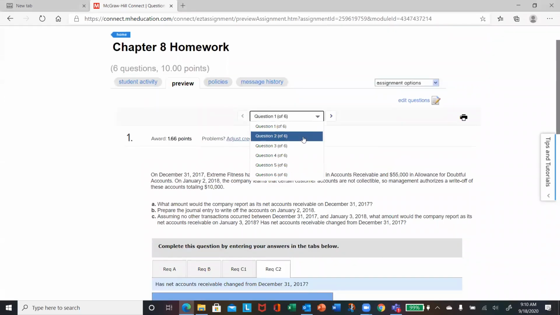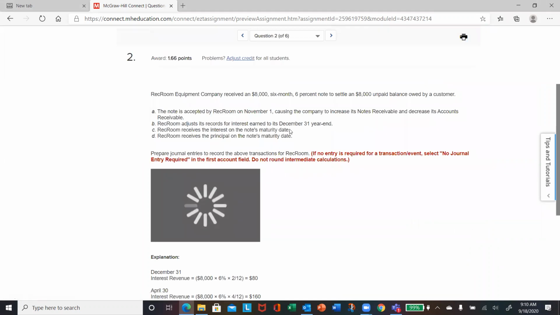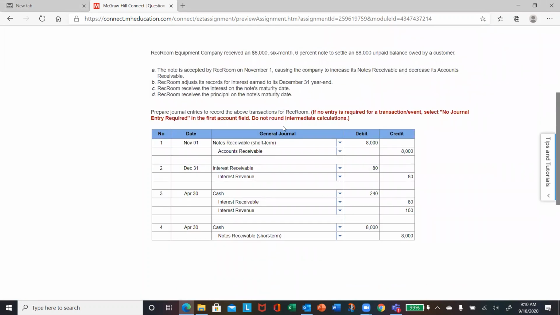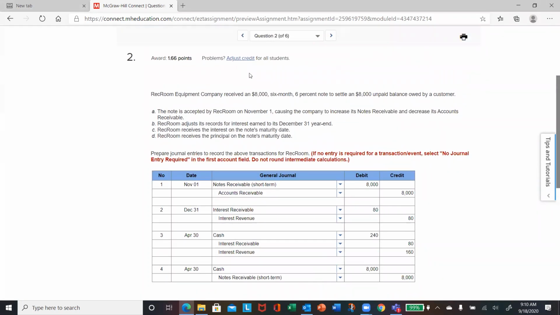Let's check out problem number 2. And on this one, they want you to do some journal recording. So it looks like we've got Part A. You have a note that they basically lent out some money. And then Part B, they're going to have us record some interest earned. This is going to be at December 31st. And they're going to receive the interest and the principal. So this problem is all about notes receivable.